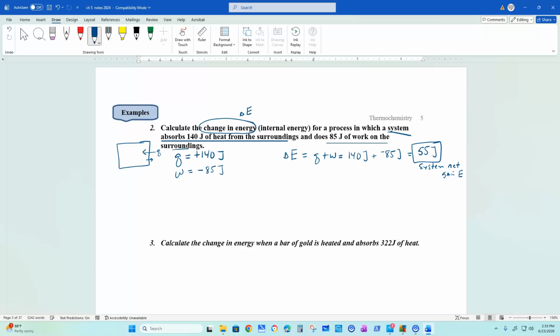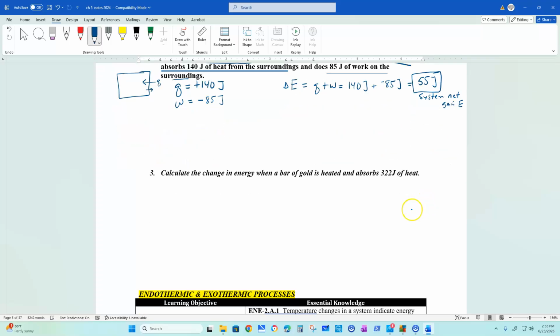Okay? One more. What if we calculate the change in energy when a bar of gold is heated and absorbs 322 joules of heat? Well, the bar of gold is the system, and it says it absorbs 322. That means the gold is getting heated up. The gold is the system, okay? So because the gold is the system, my Q is going to be positive.